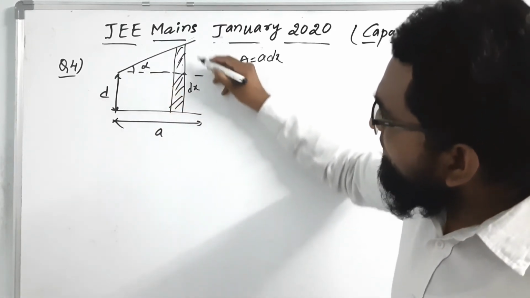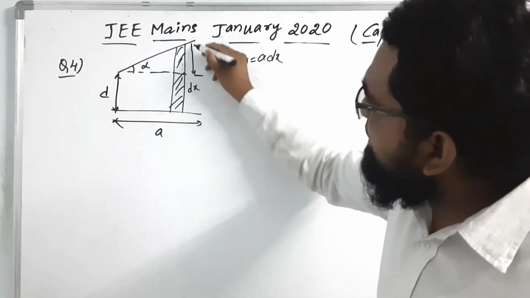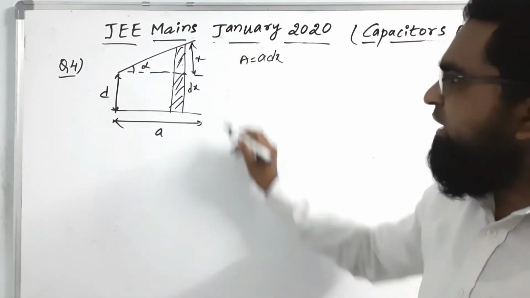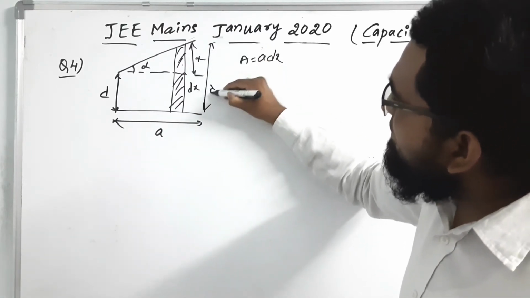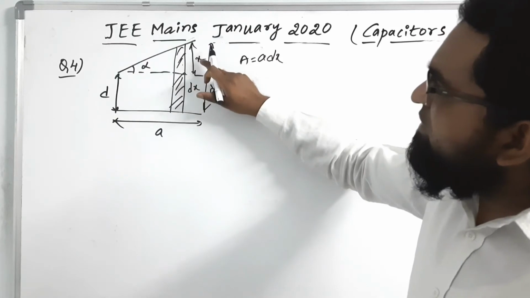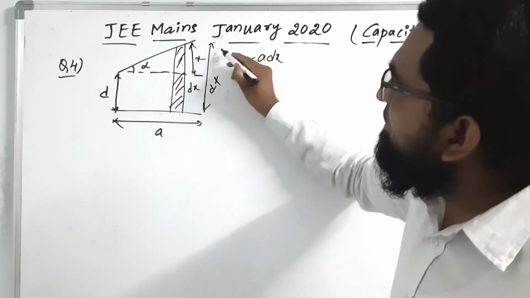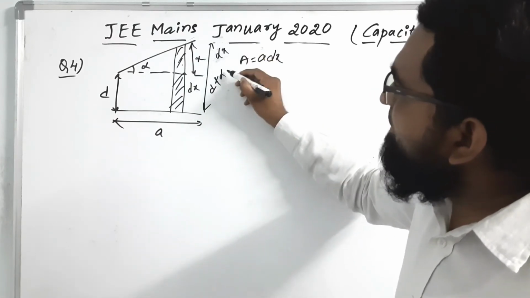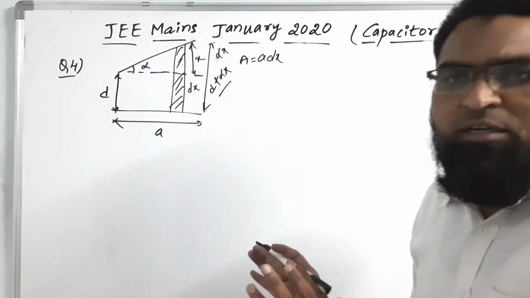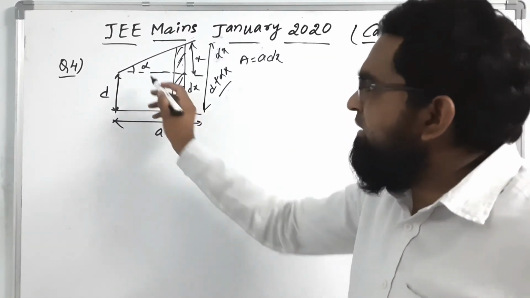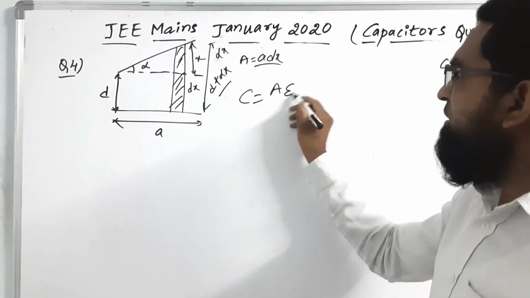Next, we don't know the total distance here. So let this length be x; we are considering length x. The total distance is D plus alpha into x, so D plus alpha x. How alpha x? Distance is equal to length into angle, and the angle alpha is given. So finally, C is equal to A epsilon naught by D.